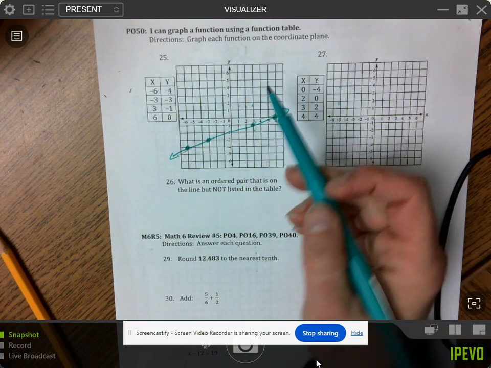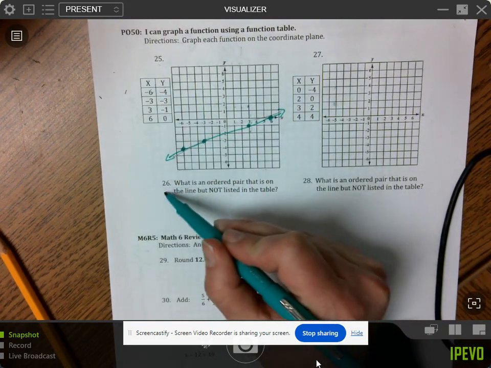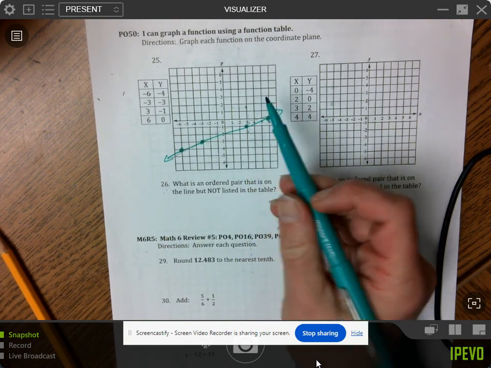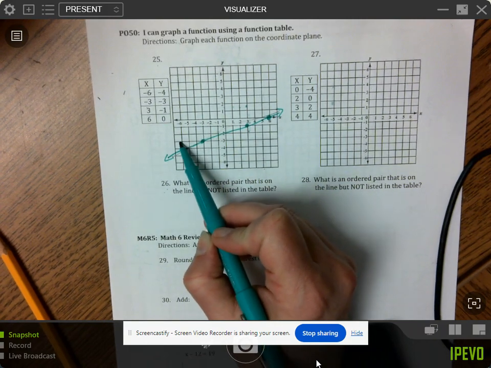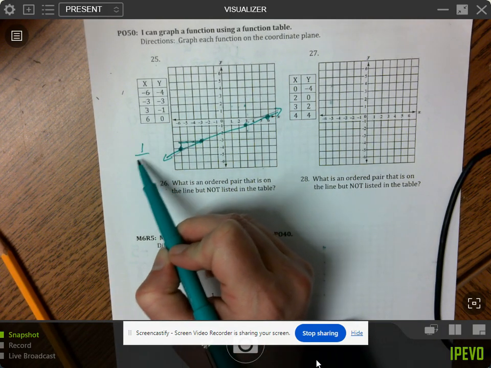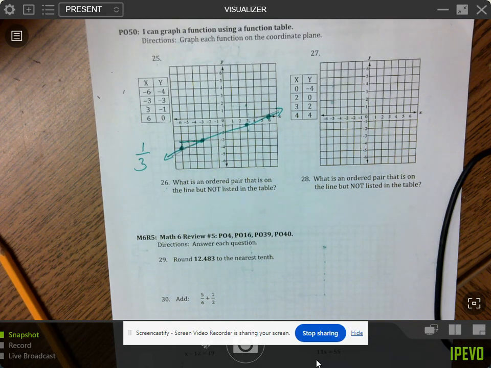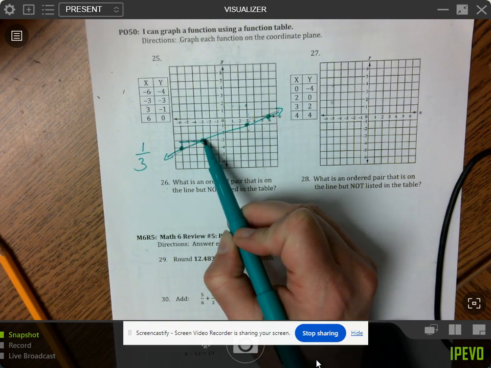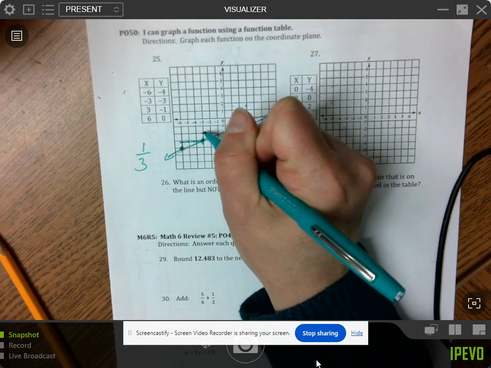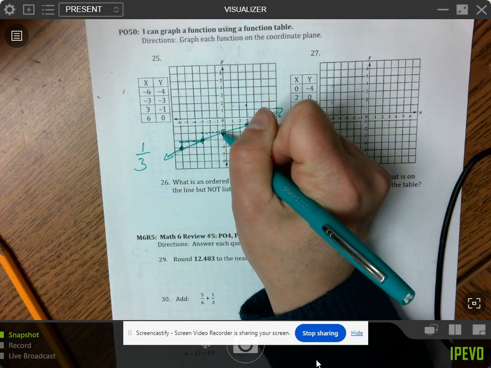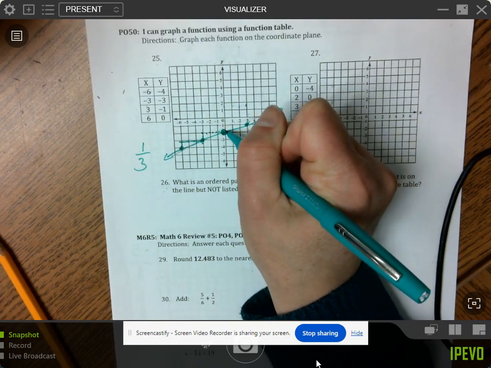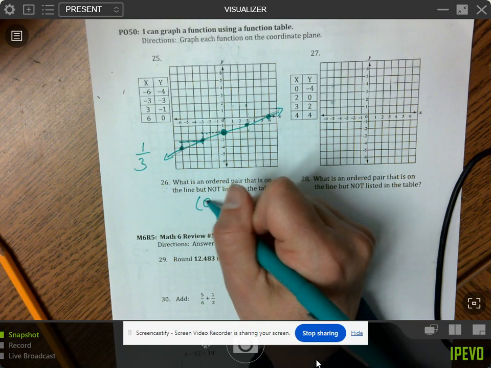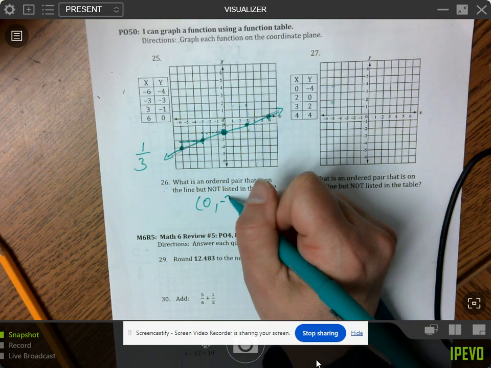So the slope for this, so this was number 25. Number 26 says what's a point on the line that's not listed. So I'm going to find that slope. I'm going to go up 1 over 3. So I have a slope of 1/3. So now I'm going to come to a dot that has a big gap in between my next point. And I'm going to go up 1 and over 3. And I'm going to say, oh, here's another point on my line that's not in my table. And that point, my x is a 0, and my y is a -2.